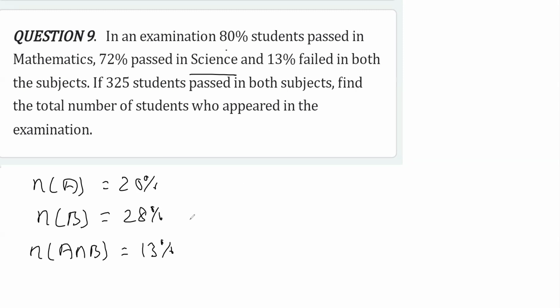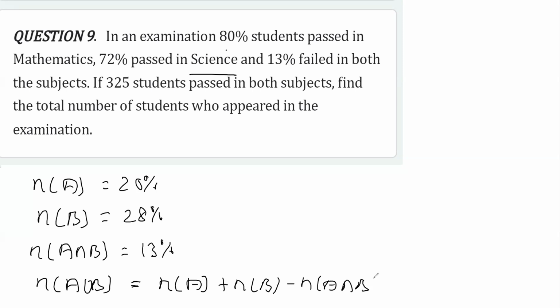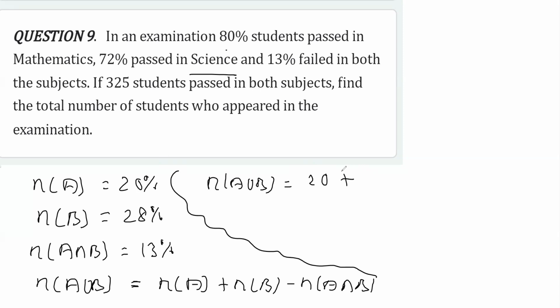Now, from here, we know that N of A union B means either A or B. We can use this formula, which is equal to N of A plus N of B minus N of A intersection B. If I apply this formula, we can find the number of students who failed either in maths or in science, replacing N of A with 20, in terms of percentage only, N of B as 28, and minus N of A intersection B, which is 13 here. So we get 48 minus 13, that is 35%.